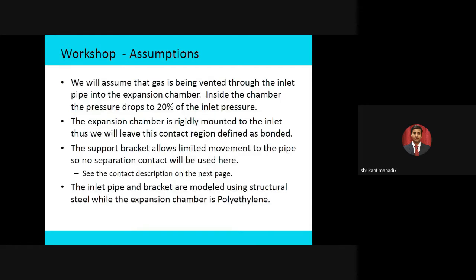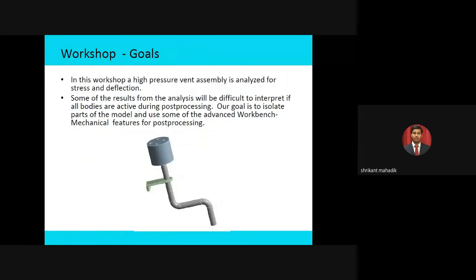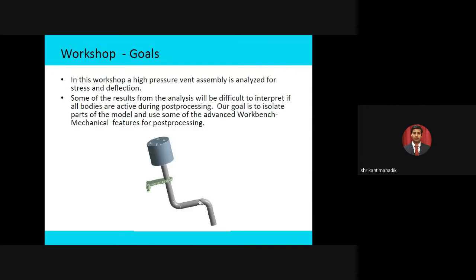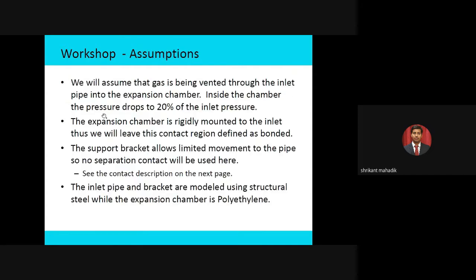Here are some assumptions that we are going to make for this analysis. We will assume that gas is being vented through the inlet pipe into the expansion chamber. Inside the chamber, the pressure drops to 20% of the inlet pressure. This is a model of a pressure vent system. You can see the gas going through this channel, or tubes, and here the gas will get released. So the pressure drops up to 20% of the inlet pressure.